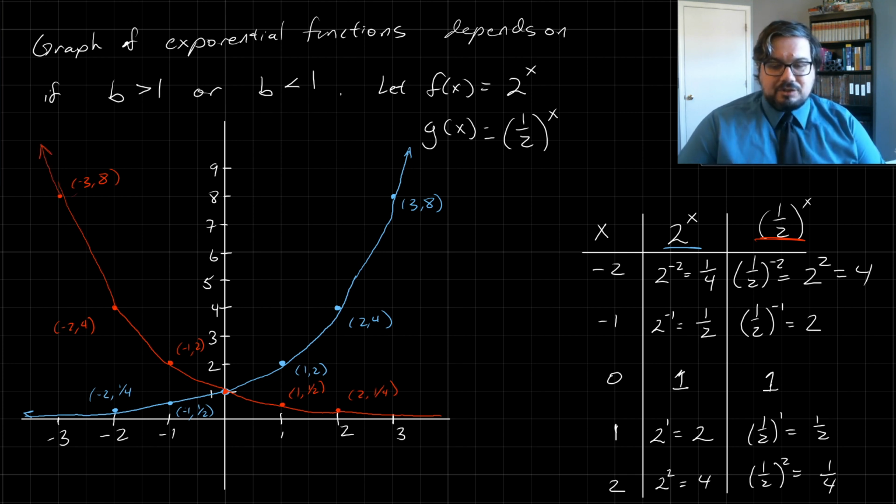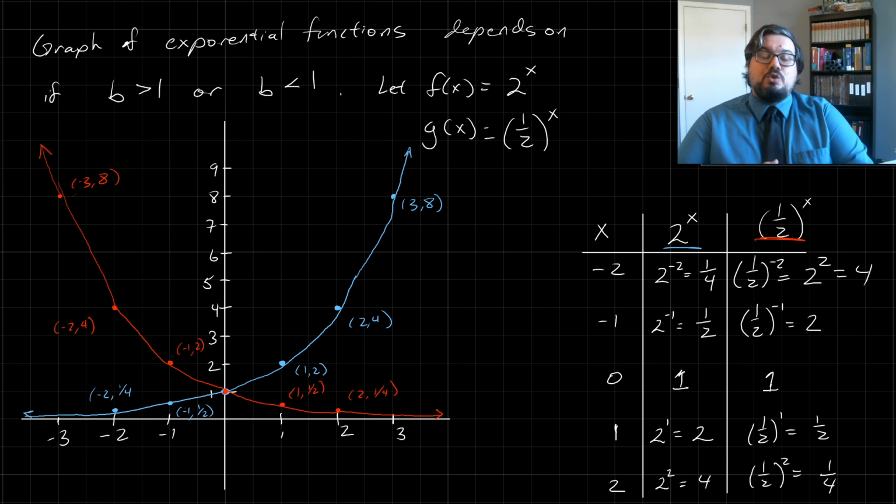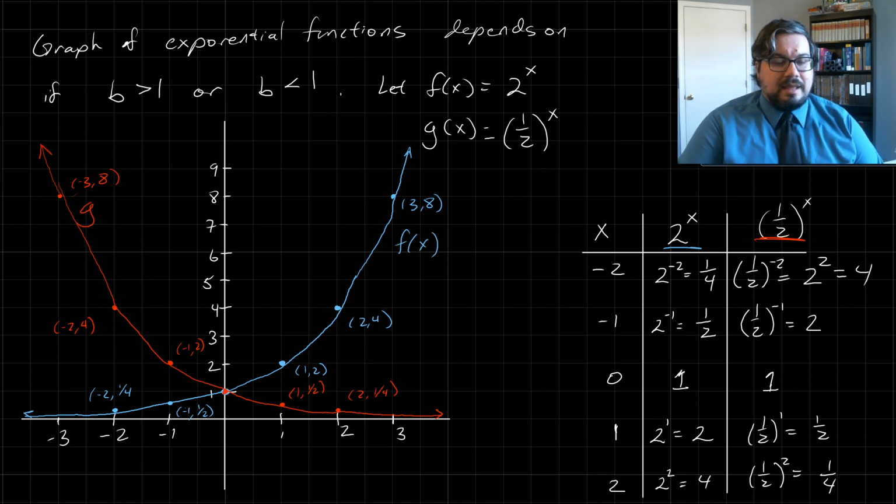Now let's go ahead and graph that. So this graph illustrates basically the two shapes that we can get out of the graph of an exponential function. The exponential function is either increasing or decreasing, depending on whether the base is greater than 1 or less than 1.